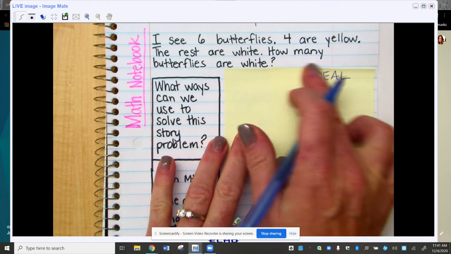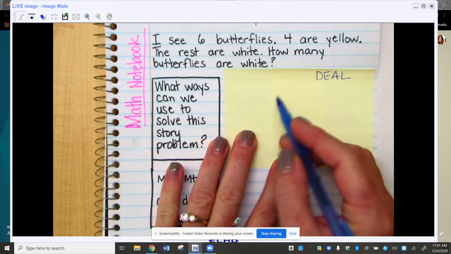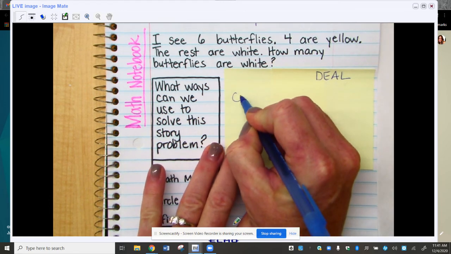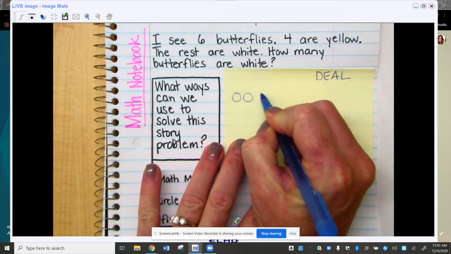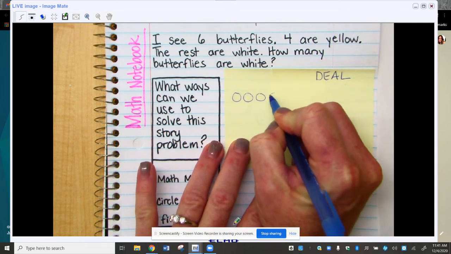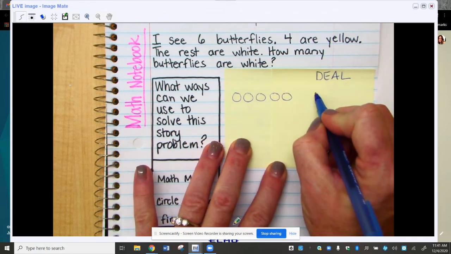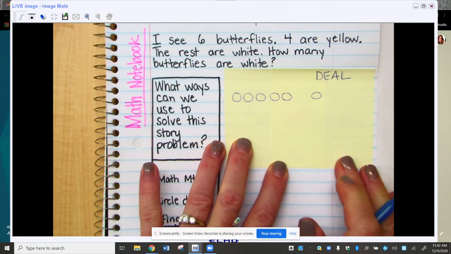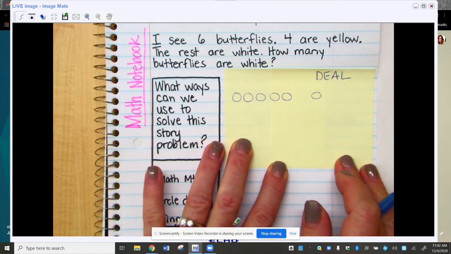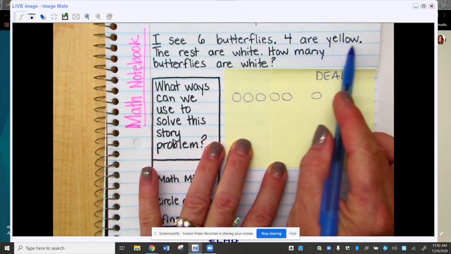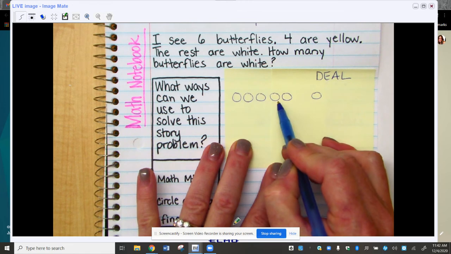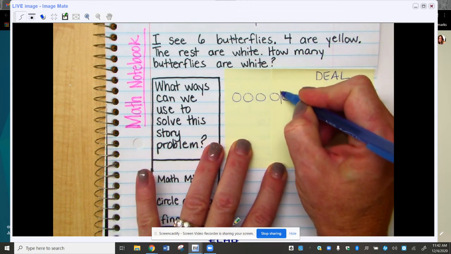So I'm going to draw a circle drawing to show that total. You're going to do the same thing right now in your notebook. Go ahead and draw your circle drawing. There's my 5 group, and one more makes 6. Okay, and it says 4 are yellow. So I'm going to take 4 of them and put in a break apart stick.